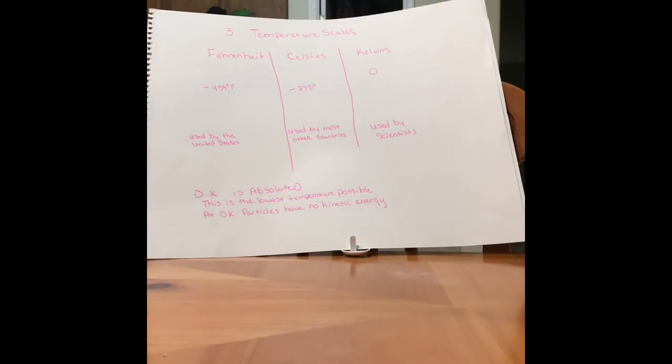The 3 temperature scales, Fahrenheit, Celsius, and Kelvin. Absolute 0 on Kelvin is 0. This is the lowest temperature possible. At 0, no particles have any kinetic energy. 0 is equal to negative 273 Celsius and negative 459 Fahrenheit.